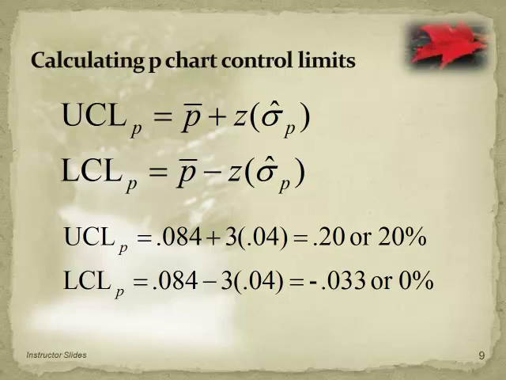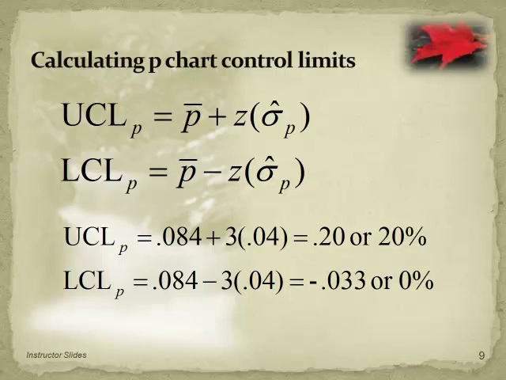So the upper control limit is going to be 0.2 or 20% defective. The lower control limit, the calculated value, is negative 0.033. Now students, for p charts, and then we'll also see this again for the c charts, if the lower control limit calculates to be a negative number, that is an infeasibility.